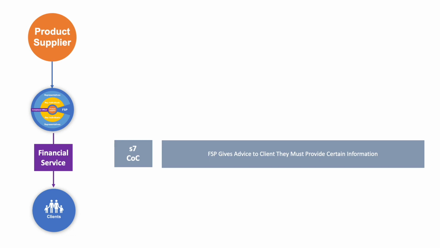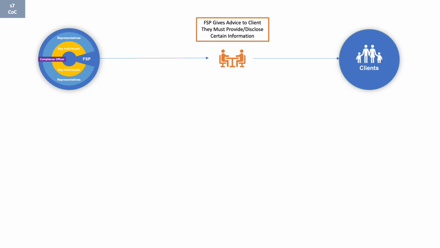Next, we cover Section 7 of the Code of Conduct. This section deals with the information that an FSP must provide the client with regards to the financial service they are rendering. When an FSP gives advice to the client, the FSP must disclose and provide certain information relating to the financial services being rendered.